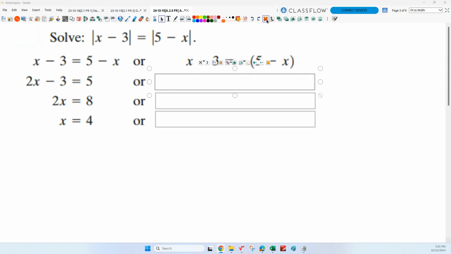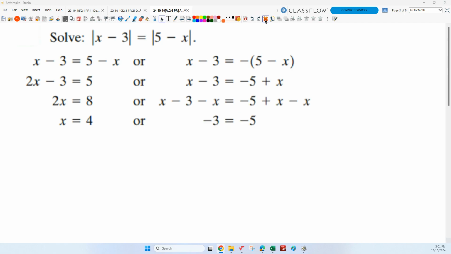I distribute the negative, and yikes. At this point now, if I subtract x from both sides, don't I just get negative 3 equals negative 5? That's false. So that's telling us that the second equation we built has no solution. So how many total solutions were there? Just one. That time we only got x equals 4. Okay, no big deal. You guys have got this.